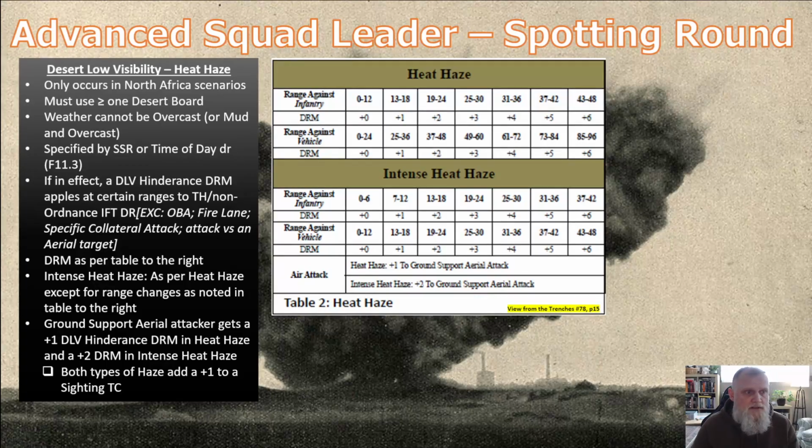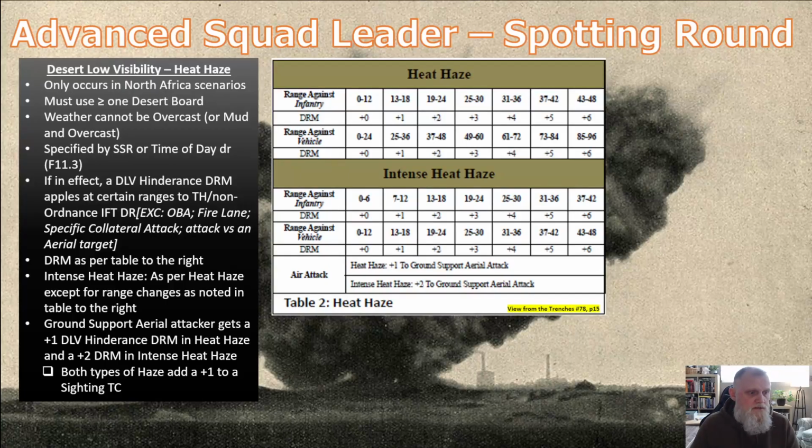And it applies to every to-hit die roll and non-ordnance IFT die roll. Exceptions are there, OBA, fire lane, etc. And you can see the modifiers. So for heat haze, infantry, 0 to 12 is 0, and then increments of 6. For vehicle, 0 to 24 is 0, then increments of 12. And then for intense heat haze, it starts to drop down from there. Now remember, these are low visibility modifiers. These are not hindrances, so they do not stack, and they do not block lines of sight. They just are low visibility hindrances.